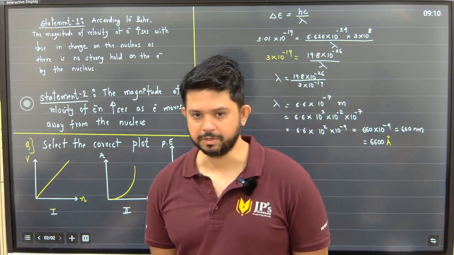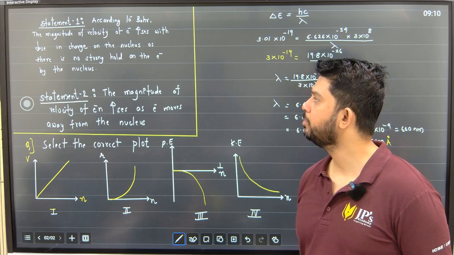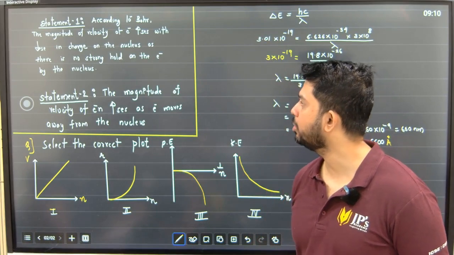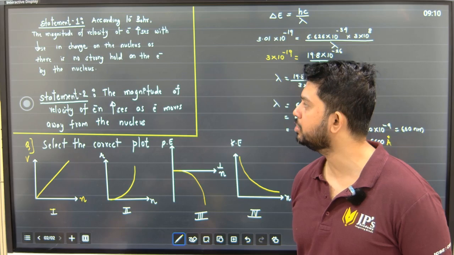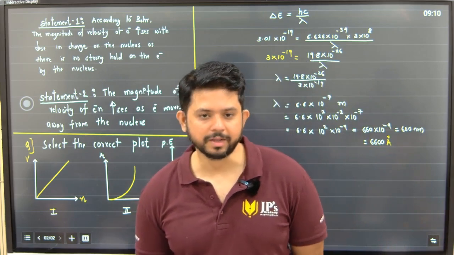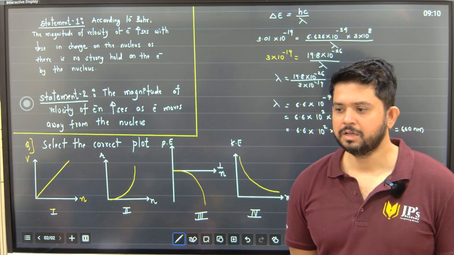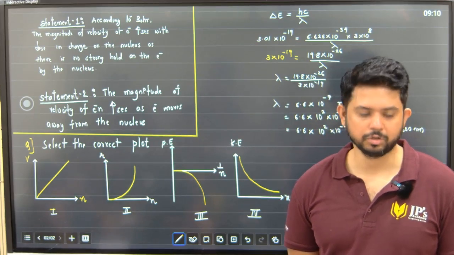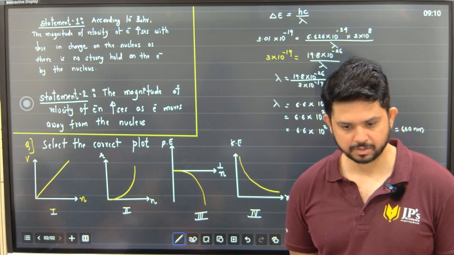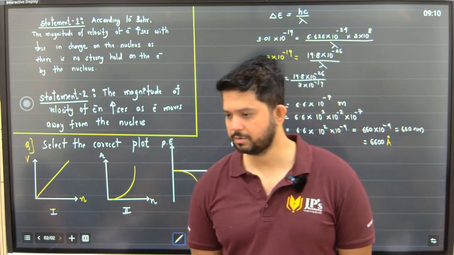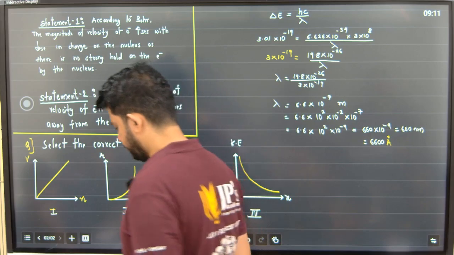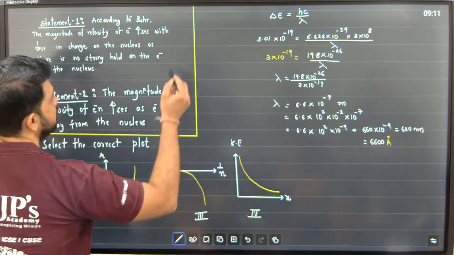Now let's read the first statement. What does the statement say? According to Bohr, the magnitude of velocity of electron increases with decrease in charge on the nucleus, as there is no strong hold on the electron by the nucleus. First of all, can anyone tell me the formula for velocity of electron in Bohr's orbit? 2.18 Z over n meters per second. Excellent. So what formula did we write?